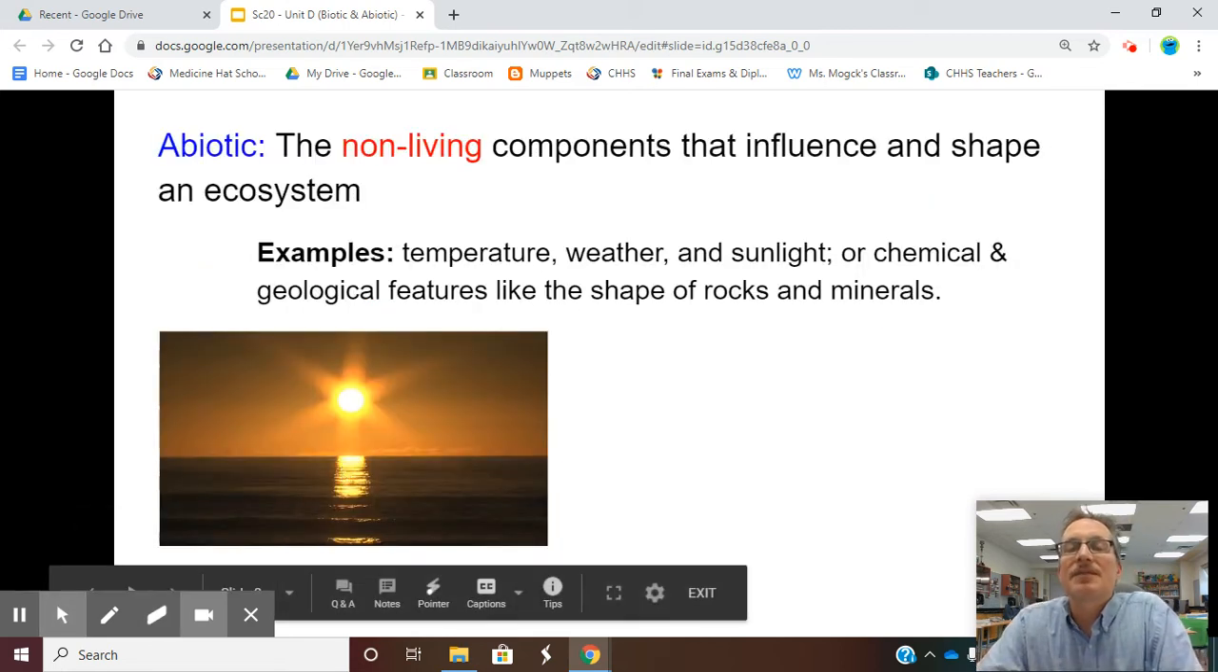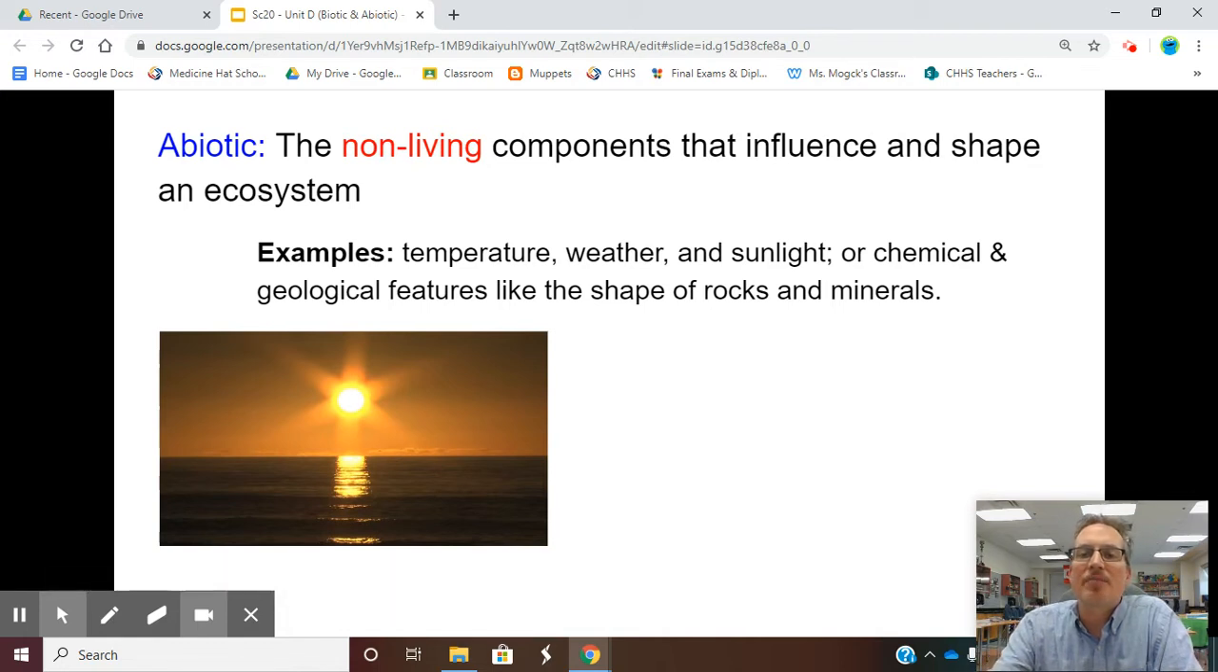So let's define both of these new terms. Abiotic means the non-living components that influence and shape an ecosystem. These examples could include temperature, weather, and sunlight, or chemical and geological features like the shape of rocks, minerals, topography, to use a term from the previous slide.